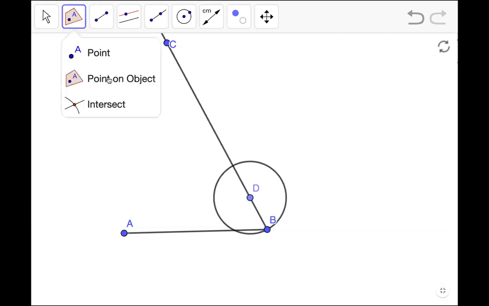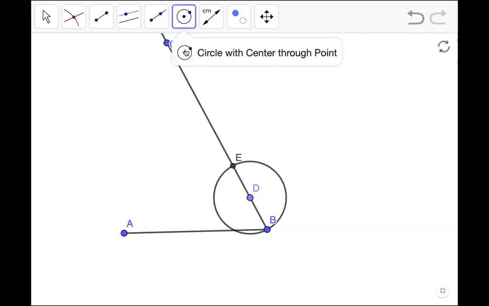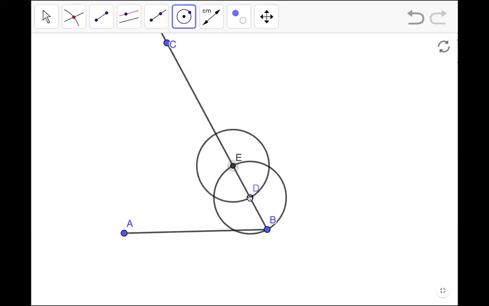Now, find the other intersection points of the circle with that line. And now make one more circle. This one has E as the center and goes through D. And now I'll make a point here. Okay, I don't have to make any more circles.